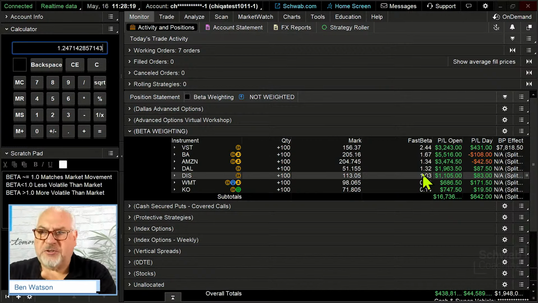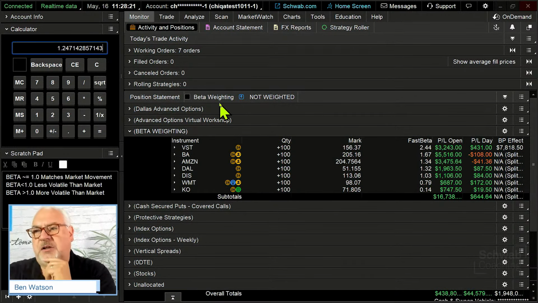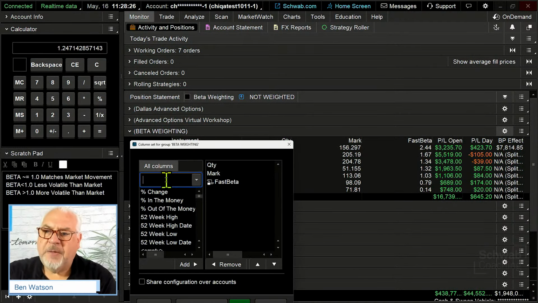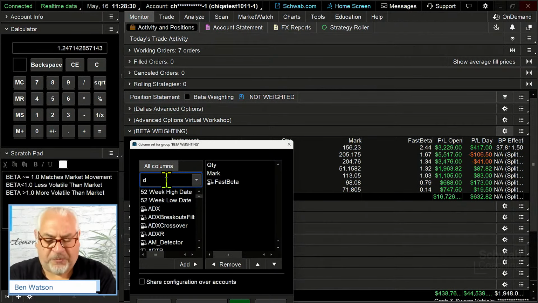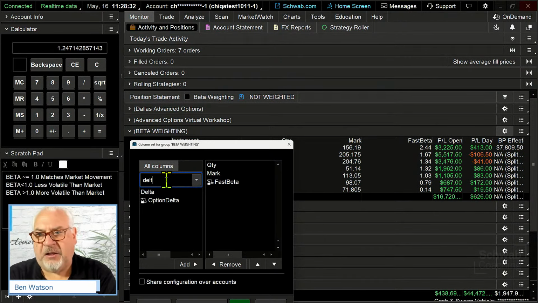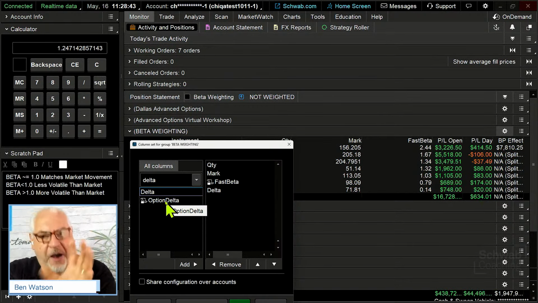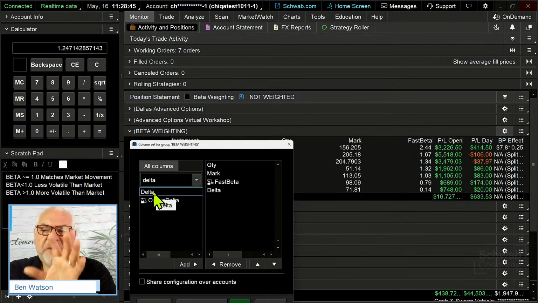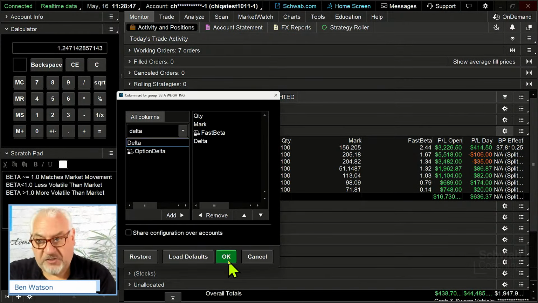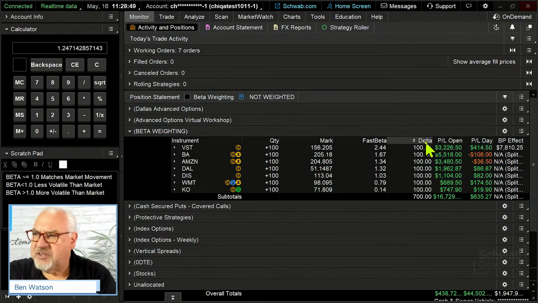Let's do one thing first. I'm going to click on beta weighting, and I'm going to go to the gear icon over here, and I'm going to add one column. You've seen me do this before. We've done this in a couple of other portfolios. I'm going to add this column, delta. I'm adding specifically delta, not option delta, because I don't want the snapshot of what the option Greeks are looking like on an option position. I want delta as it relates even to equities. So I'm going to click on OK.